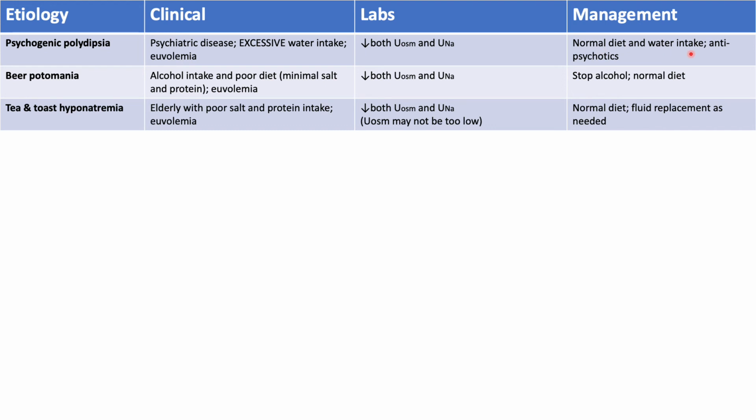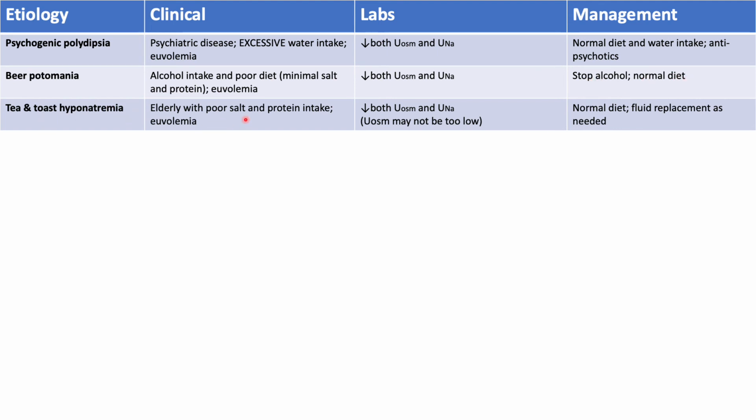You can use antipsychotics or treat the underlying depression or whatever psychiatric condition they have, and then normal diet and water intake. Beer potomania, there's usually significant history of alcohol use, and in most cases poor diet as well. The patient might be euvolemic. Again, decrease in both urine osmolality and urine sodium. Advise the patient to stop alcohol and start a normal healthy diet.